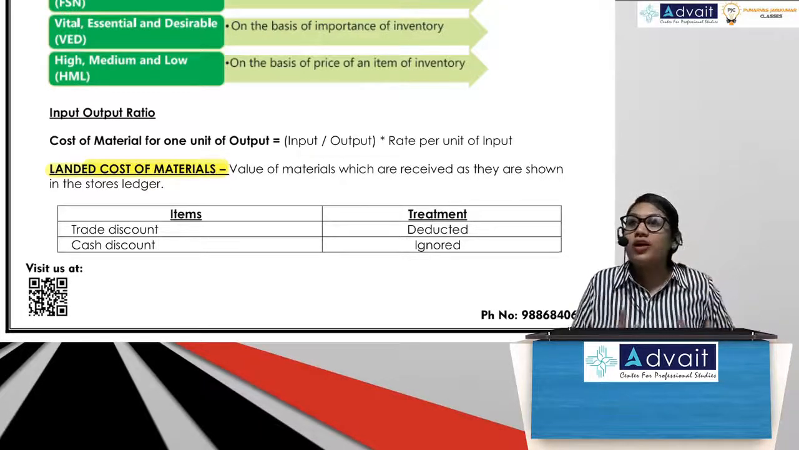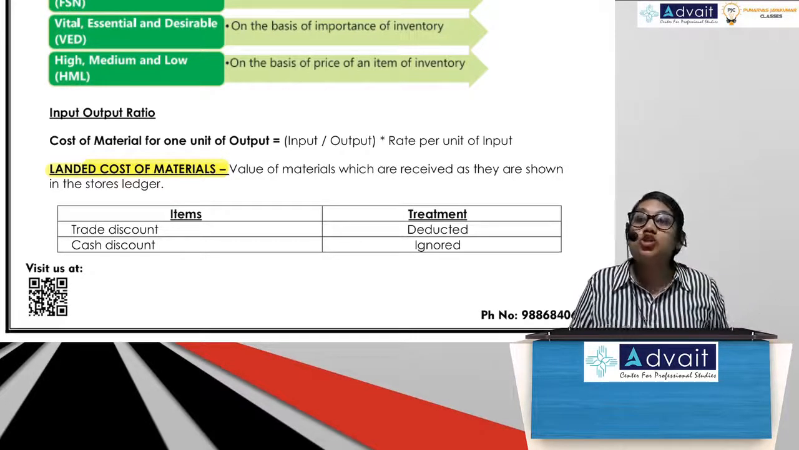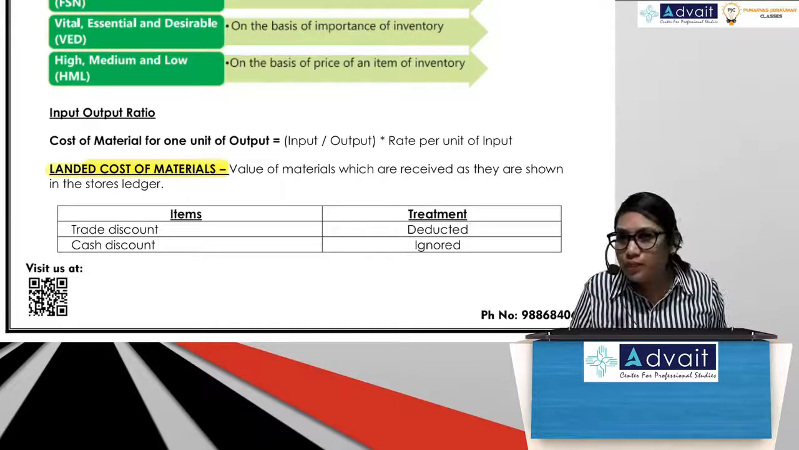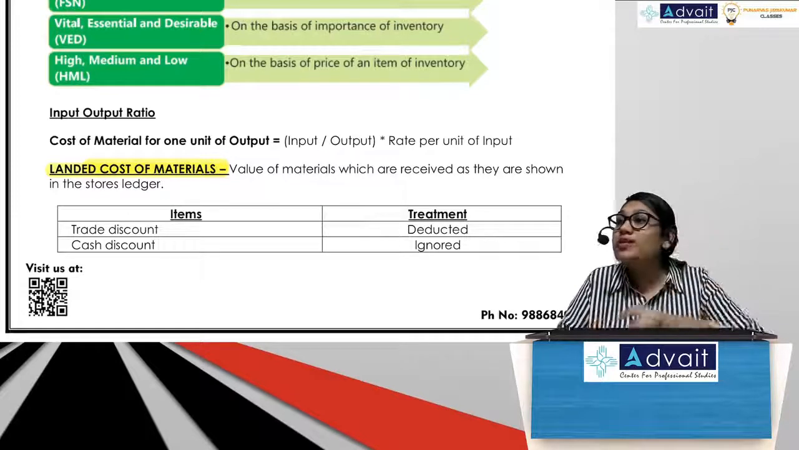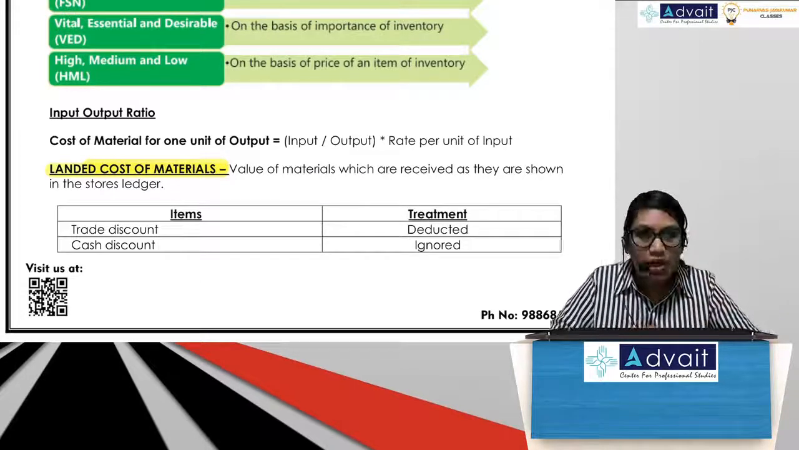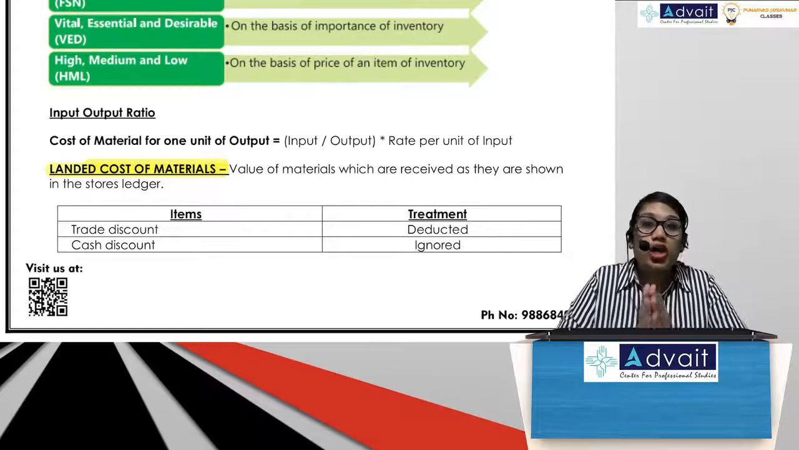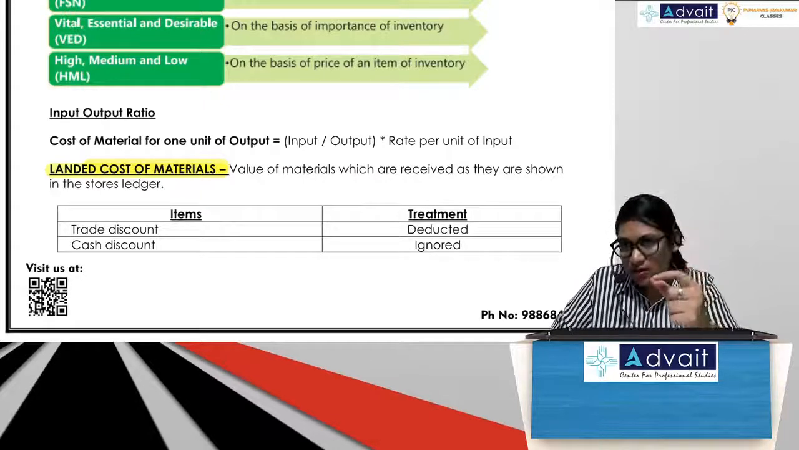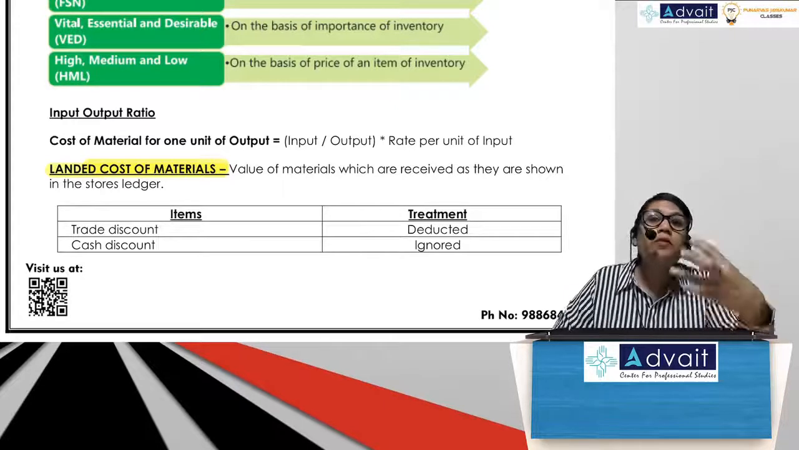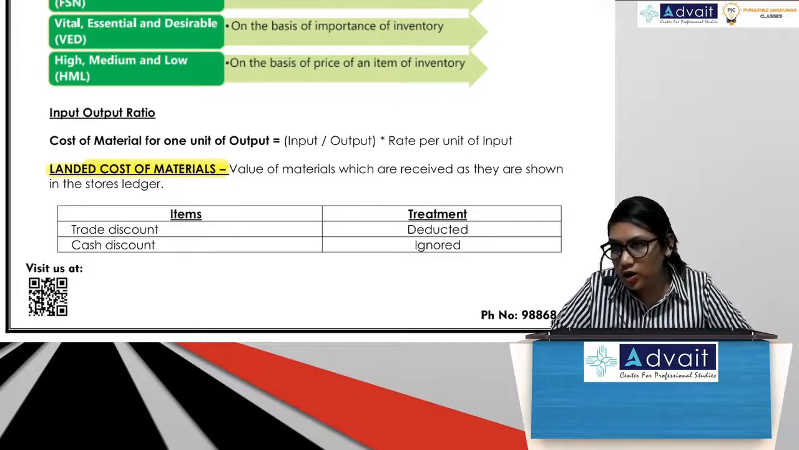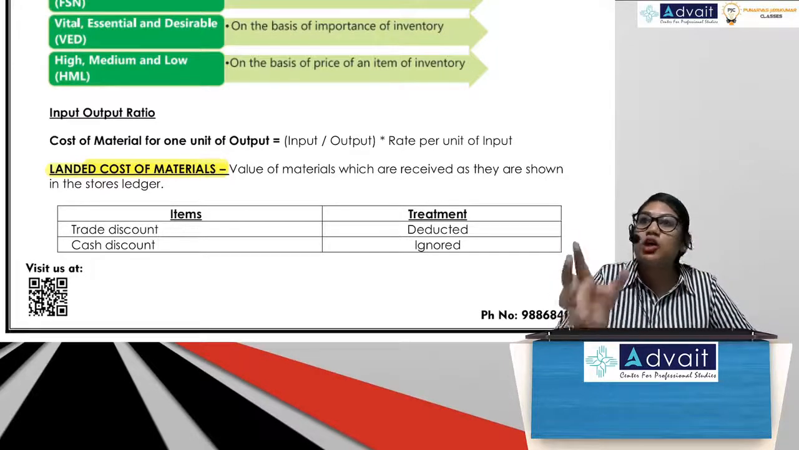So what is this landed cost of materials? Landed cost of materials is nothing but the cost which is incurred in bringing the material to its present condition and state. When you are recording your purchases of material, you don't just record the purchase price that you're paying to your vendor, but also certain other costs which are incurred in bringing that material to the warehouse. When you add all these costs together, it is called landed cost of materials.